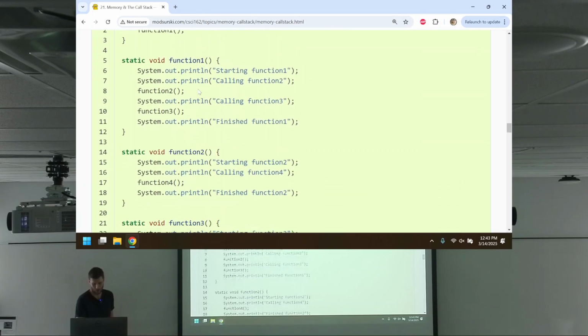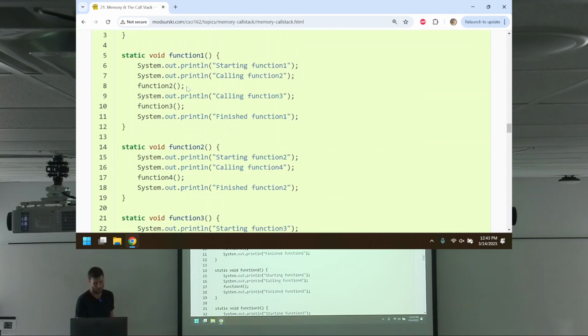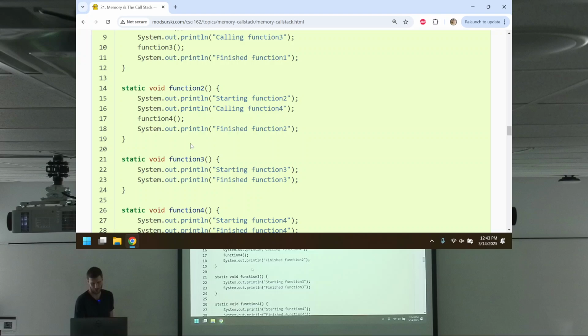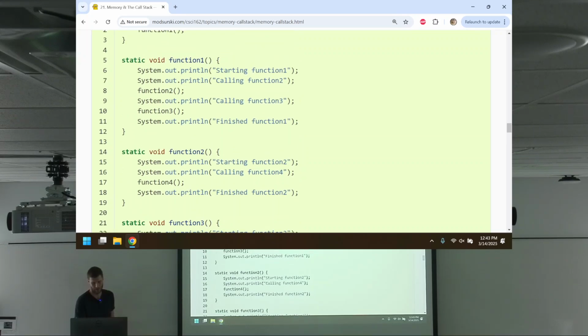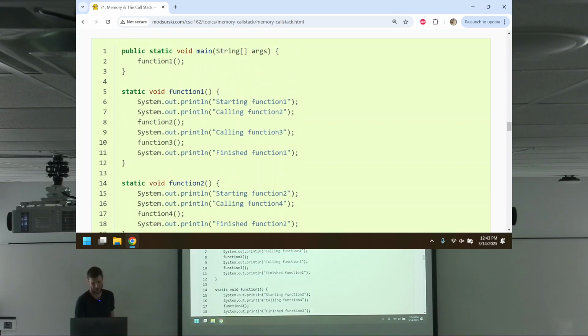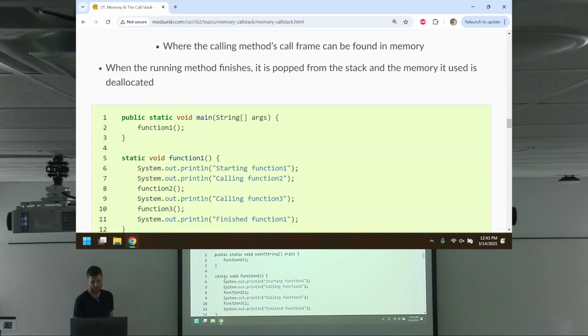Main calls function 1, which calls function 2, which calls function 4. Function 4 finishes, function 2 finishes. We carry on, call function 3, it finishes, we carry on, we finish function 1, we return here, we finish main. There's a growing and shrinking of the stack.